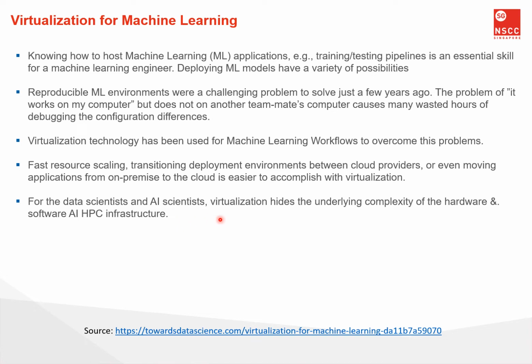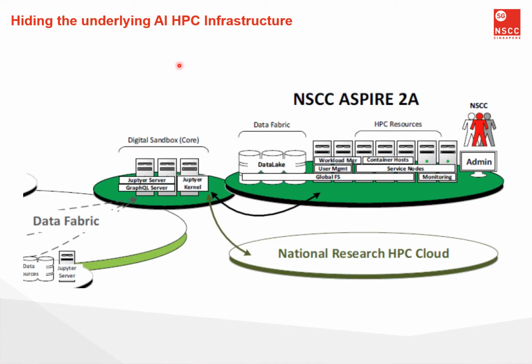Let's continue to take a look at the kind of complexity that we may encounter in the AI HPC infrastructure by taking a look at the infrastructure for the National Supercomputer Center. This slide shows the structure of the National Supercomputing Center. So in the core, we have the Aspire Supercomputer 2A, where the HPC resources are made available on the hardware, and we have the administrators.